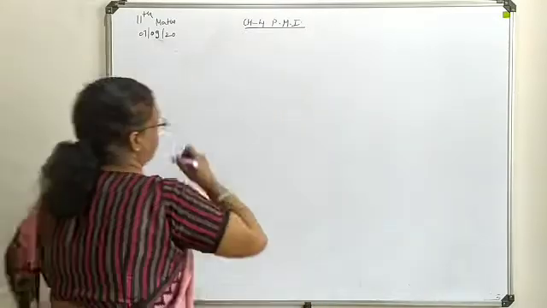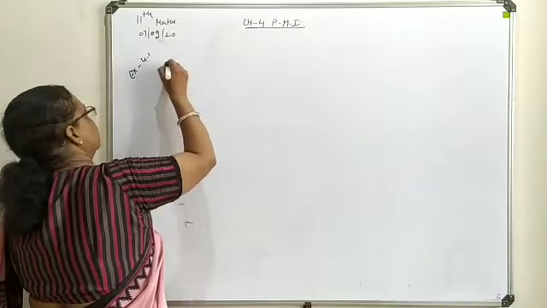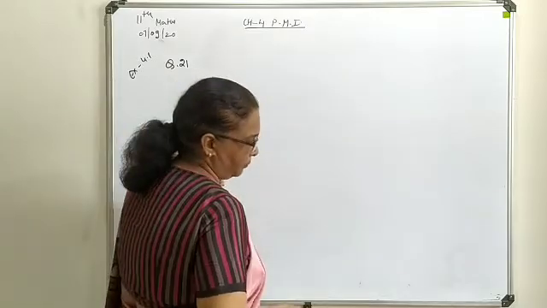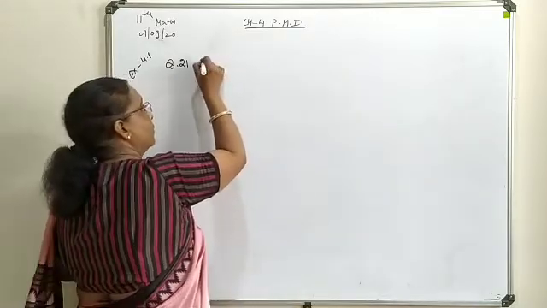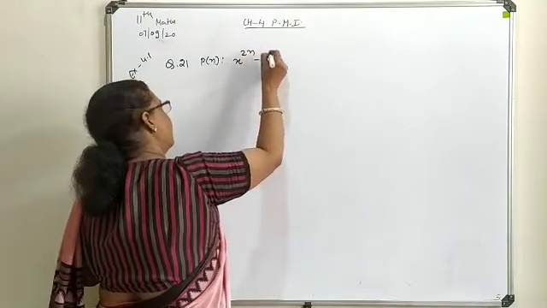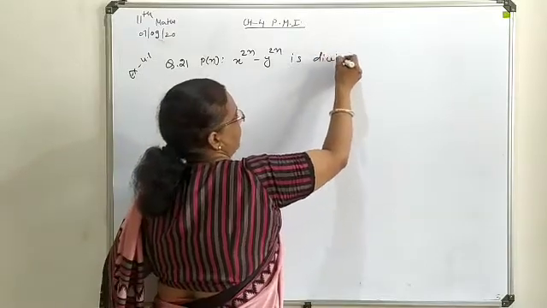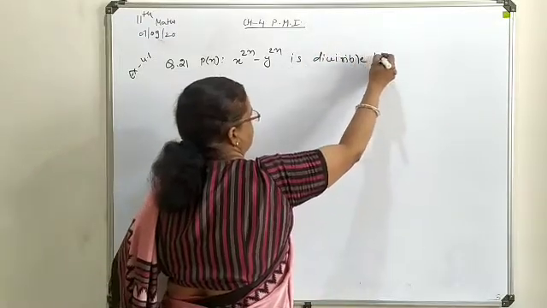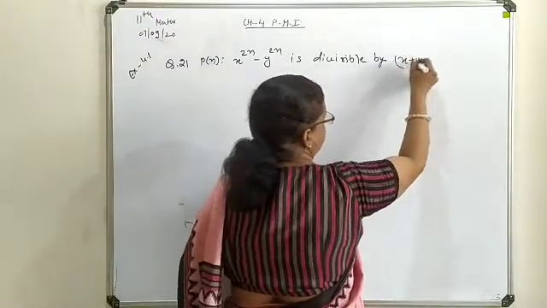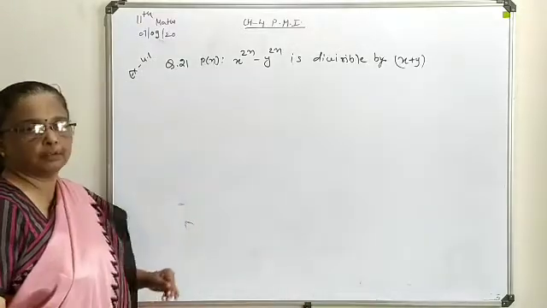Now question 21: x power 2n minus y power 2n is divisible by x plus y. This is to be proved. So let's start with the basic one.